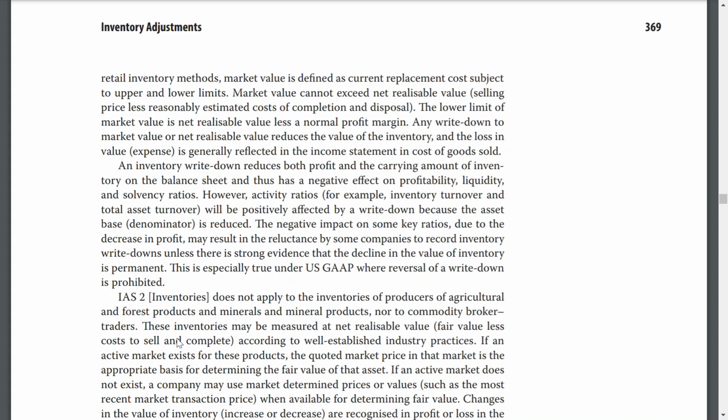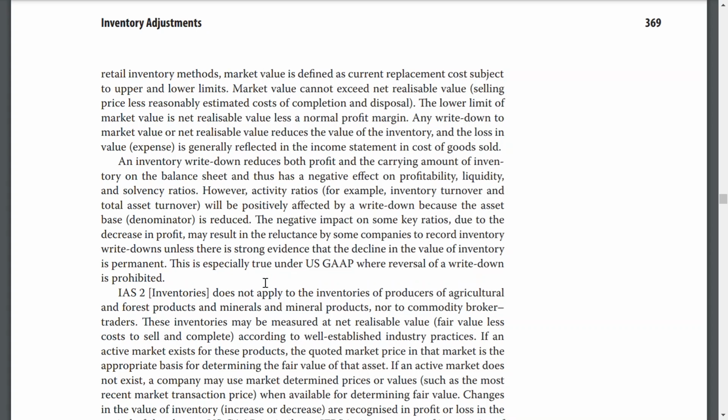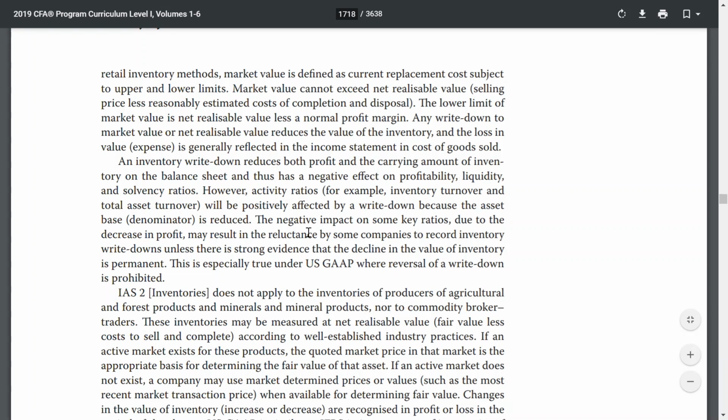Any write-down to market value or net realizable value reduces the value of inventory, and the loss in value is generally reflected in the income statement. Cost of goods sold and inventory write-down reduces both profit and the carrying amount of inventory on the balance sheet, and thus have a negative effect on profitability, liquidity, and solvency ratios.